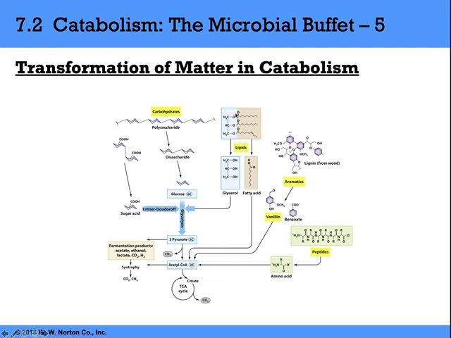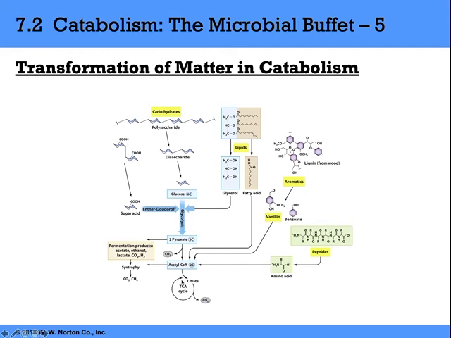You see the same thing here with lipids, right? You can generate glycerol and fatty acids. The fatty acids can feed into the Krebs cycle as units of acetyl-CoA, and the glycerol can be converted into pyruvate, and that can enter the Krebs cycle as well, okay?